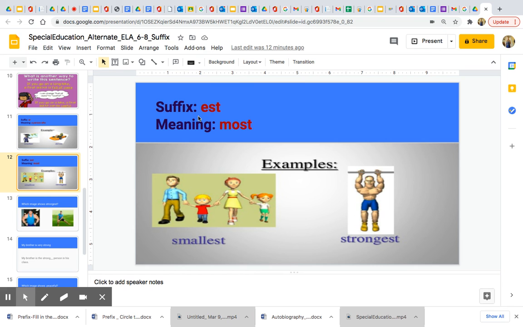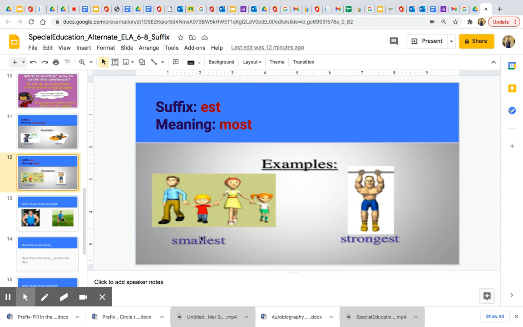Let's look at the suffix est. It means most. Example, smallest. Look at the smallest. You have the base word small, and we added the suffix est to the word. Now you have the smallest.